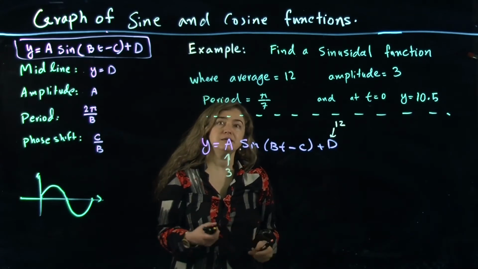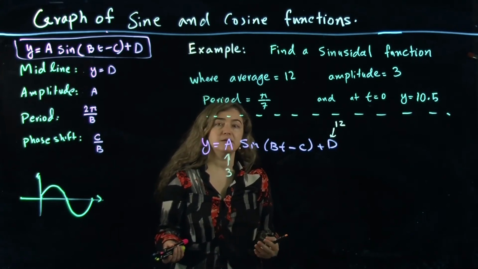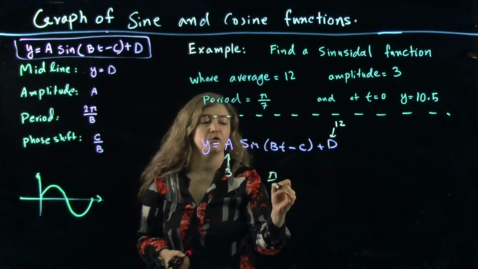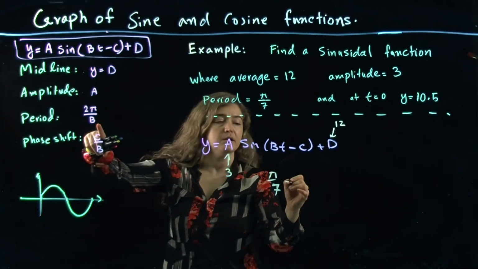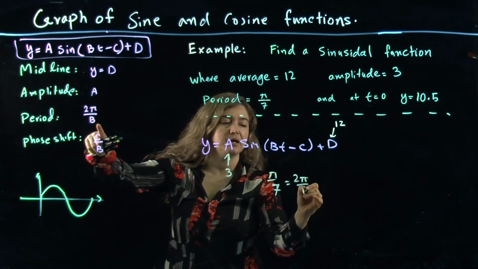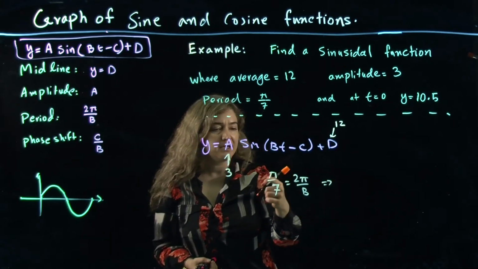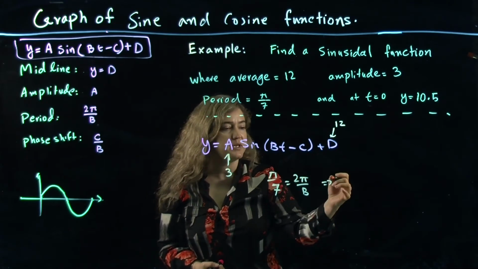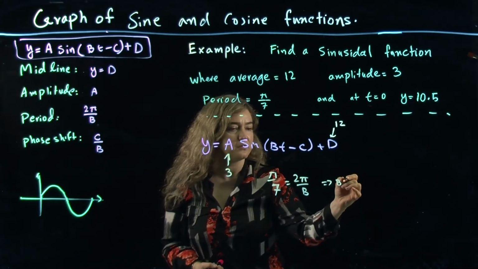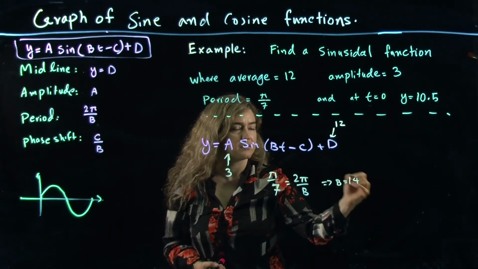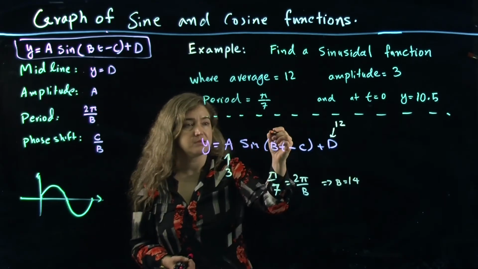The next thing I need to do is to find a period. How do I find a period? Period should be equal to the formula 2 pi divided by B. So solving for B, pi simplifies from both sides. B is going to be equal to 14. So this is 14.